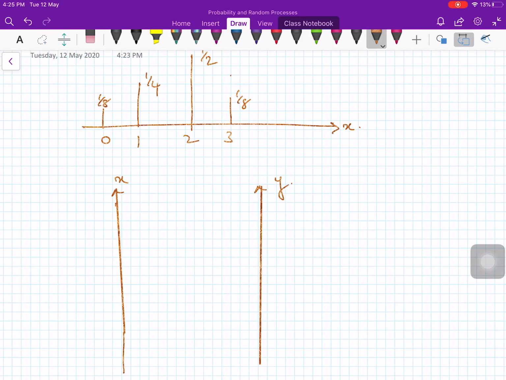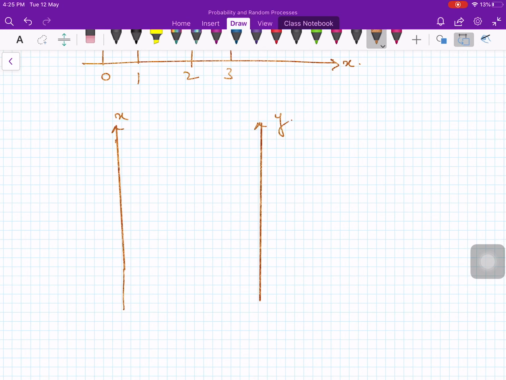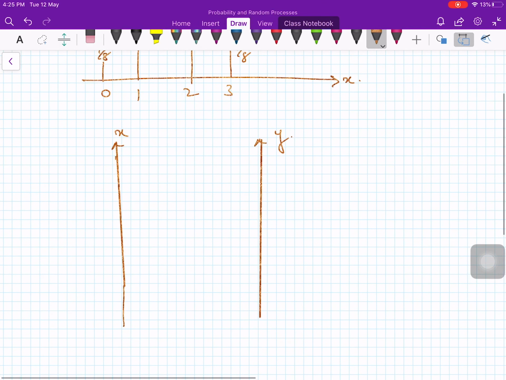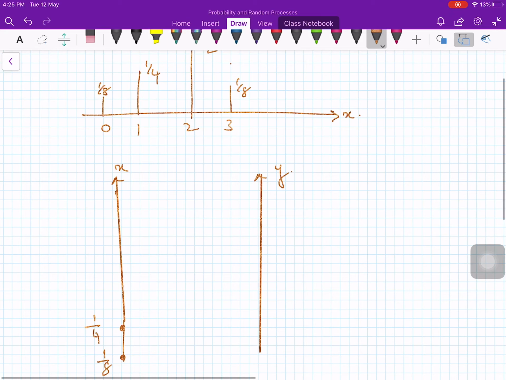In this lecture I am going to solve the same problem which I solved in the previous lecture by using an alternate method. Instead of taking a formula and a lengthy method, I'm going to use a shortcut method. Let's say this is my 0. The 0 occurs with the probability 1/8, and 1 occurs with the probability 1/4. Then 2 occurs with the probability 1/2, and 3 occurs with the probability 1/8.